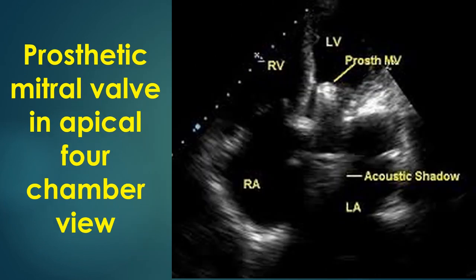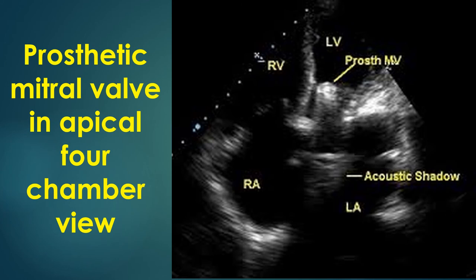Apical four-chamber view is also useful in the evaluation of the prosthetic mitral valve. Acoustic shadowing is a problem in this view also. An M-mode cut of the prosthetic mitral valve is useful in documenting the poppet excursion. Poppet excursion is diminished in case of thrombus or pannus formation.